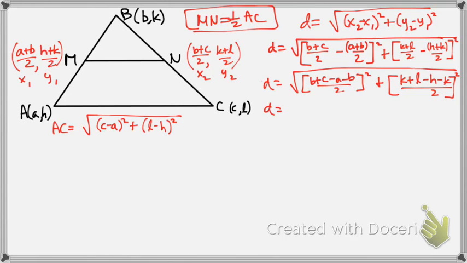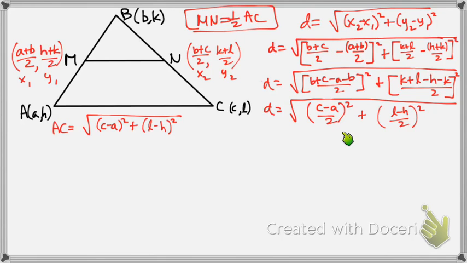D equals C minus A over 2 squared, because the B and the negative B here cancel out, plus L minus H all over 2 squared. Okay, and so far you can kind of tell we're almost there. Over here on the right we've got C minus A over 2, L minus H over 2. Here there's no 2 in the denominators, so the question is how do we get them out? Well, we have to simplify a bit more.